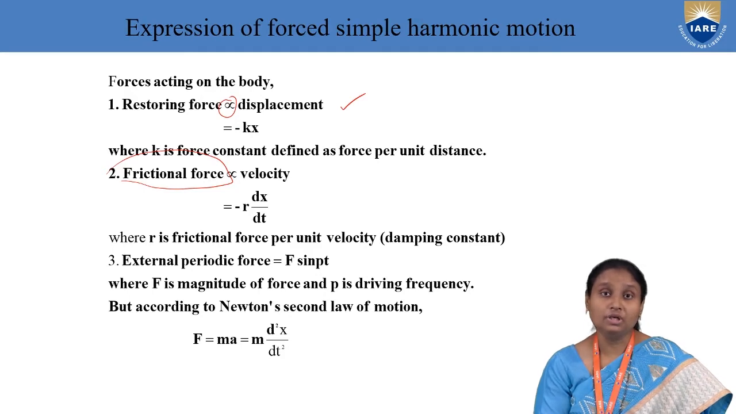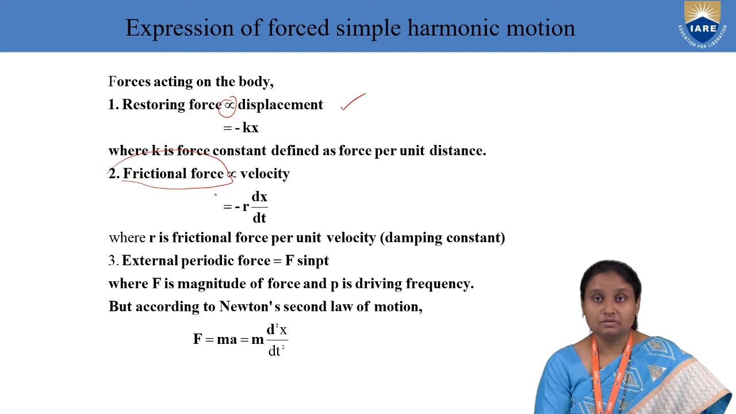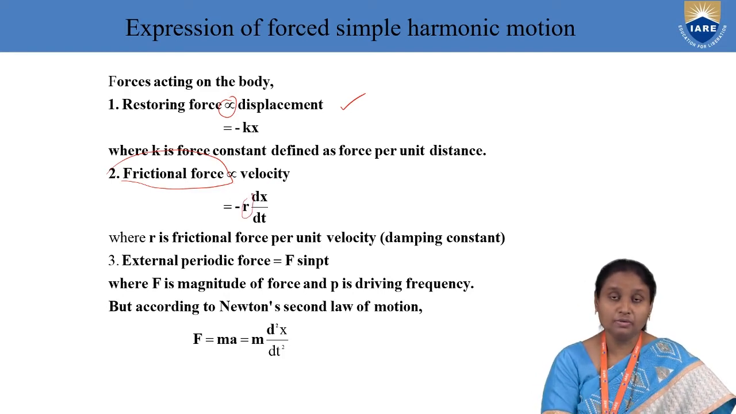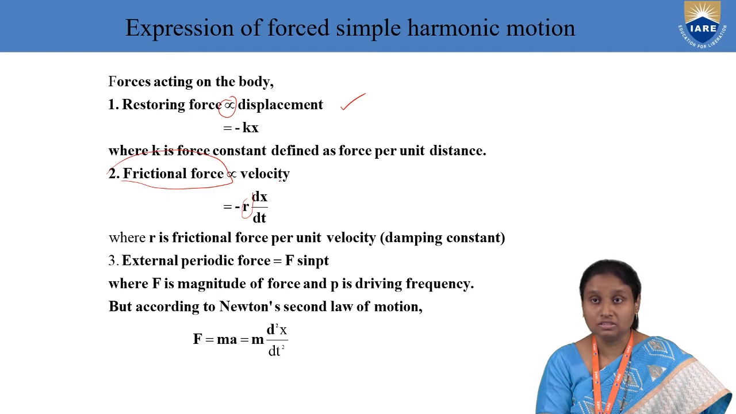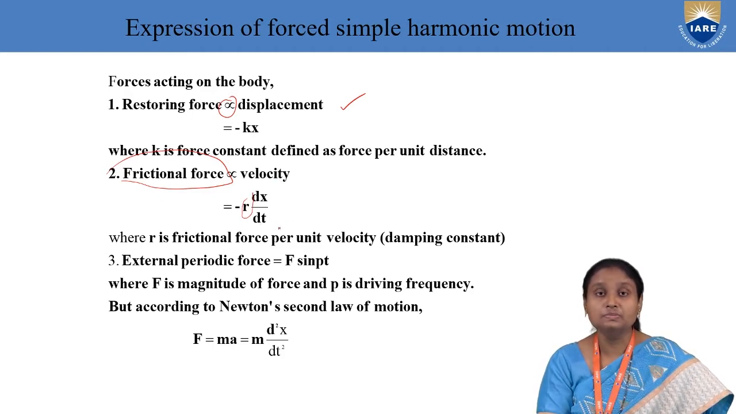We have to take into account this frictional force, and we know that the frictional force acting on the body is proportional to velocity. If we remove this proportionality sign, we introduce one important constant, the damping constant. How is this damping constant given? Frictional force per unit velocity. And again, why are we using the negative sign? Because here also the frictional force acts in a direction opposite to the velocity.